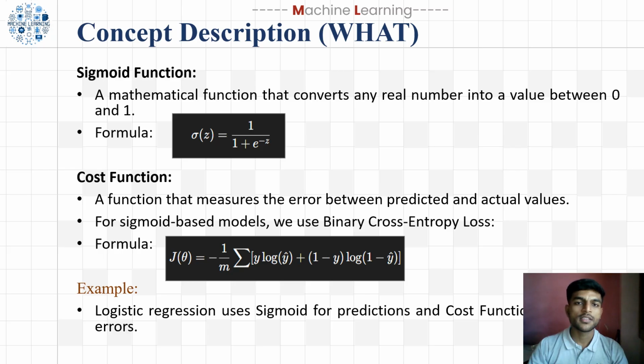This penalizes wrong predictions more heavily. Example, if the actual output is 1 but the model predicts 0.1, the cost is very high. This is calculated by using the cost function. For example, logistic regression uses sigmoid for predictions and the cost function is used to minimize the errors.